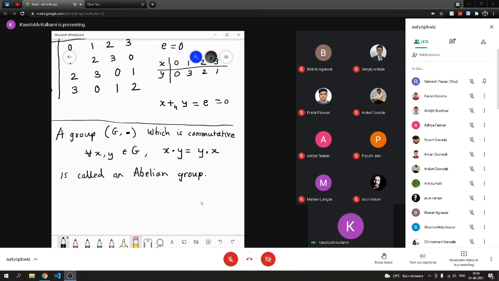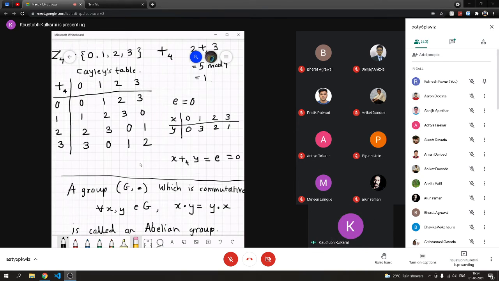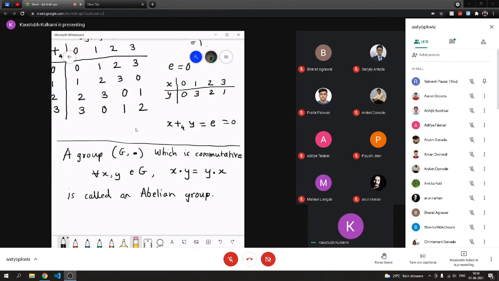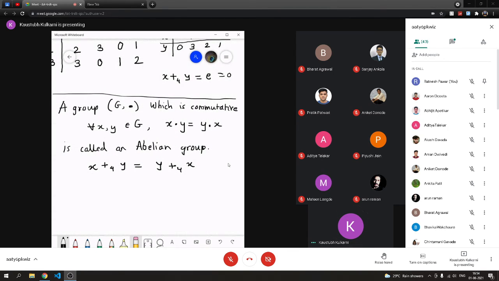Okay, so the above group is also abelian because it is addition after all. So x plus 4 y is the same as y plus 4 x. Okay, then, is it clear? This is just a definition, just a terminology. Okay, abelian group. Okay, so this is all about a group.